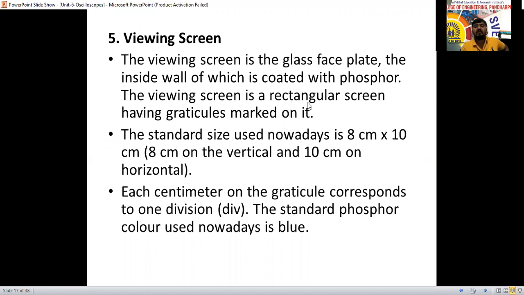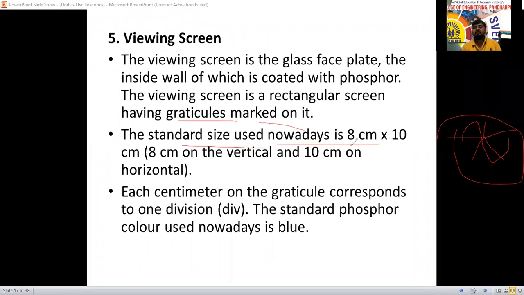The viewing screen is a rectangular screen having graticules marked on it. Graticules means the lines of the grid, all joined together, we call that graticules. We are connecting the lines like this. The standard size used nowadays is 8 centimeter by 10 centimeter, that is 8 centimeter on the vertical and 10 centimeter on the horizontal. Each centimeter on the graticule corresponds to one division.